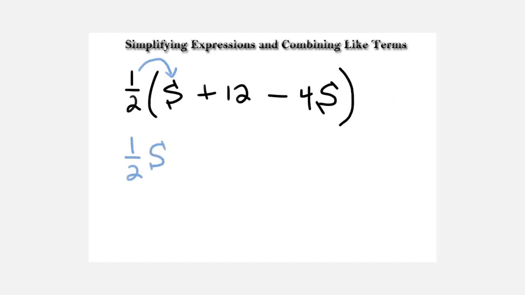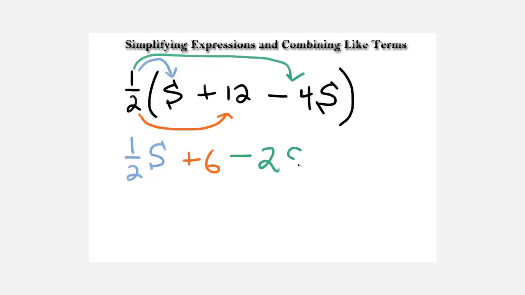Okay, and then we have 1/2 times the positive 12, which gives us, what's half of 12? It's just 6, plus the 6. And then a half of the negative 4s, so half of 4. Well, we know it's negative, right? There's a plus here and a minus here, opposite signs. So we have a minus what? Well, half of 4. So that's going to be 2s.